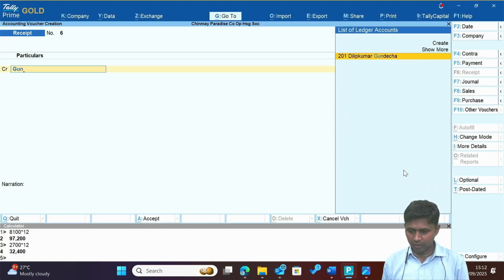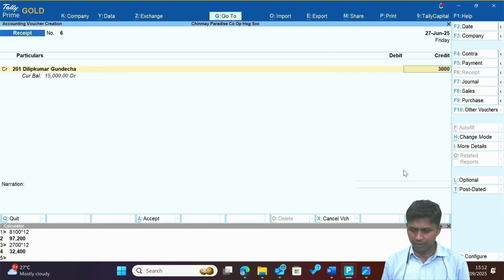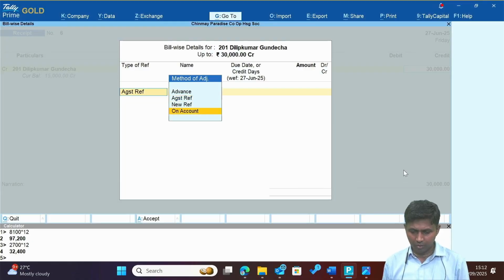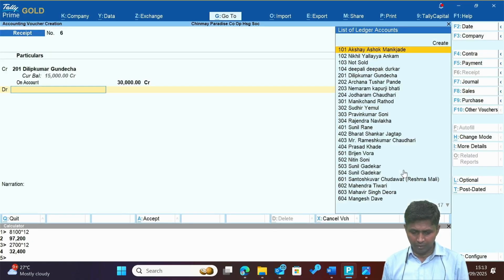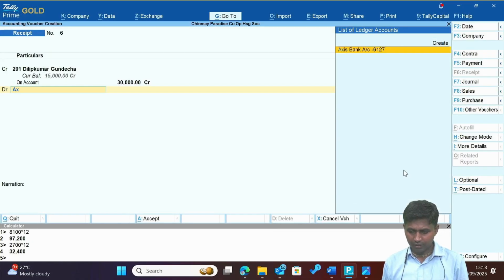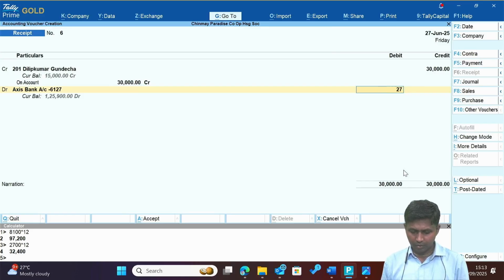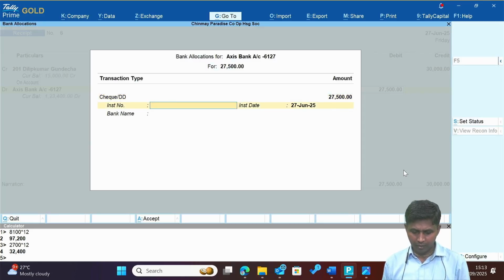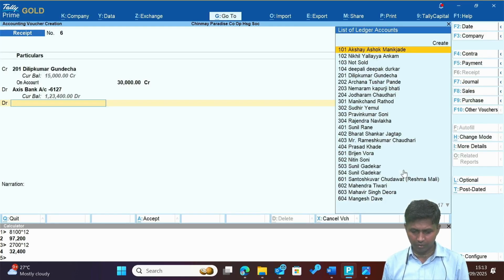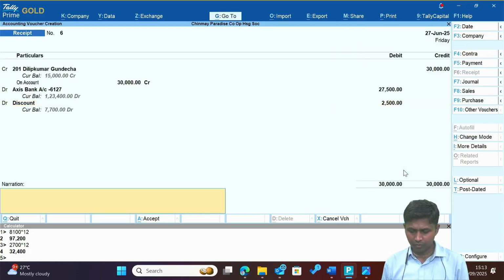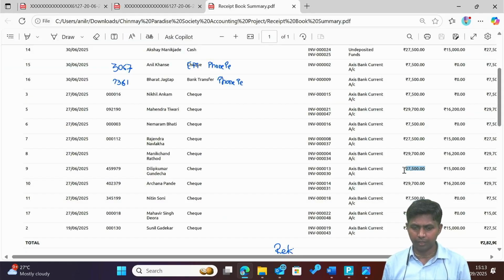You can write the party name, then say here 30,000, then on account we'll say, then after that, let's say Axis Bank 27,500, and then instrument number, copy paste, accept. Finally book the discount and accept the entry.